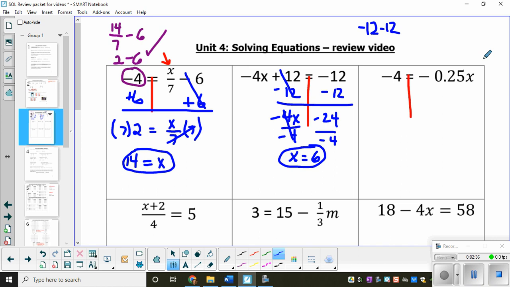All right, and for the third example here, on this side we have the variable, and you'll notice that there's only one thing that we see with it. We see a coefficient. We don't have a constant like we had in these examples. So if you don't have a constant, we have that step that we can basically skip. And right now, we just need to divide both sides by this -0.25.